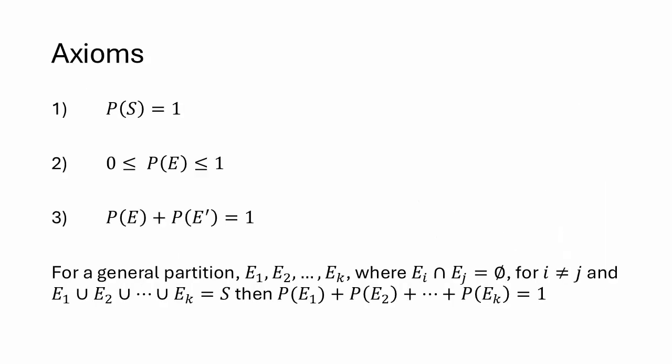There are 3 truisms. First, the probability of the sample space is 1. Second, the likelihood of an event within the sample space is positively defined and bounded between 0 and 1. And third, the probabilities associated with any partition of the sample space must sum to 1.